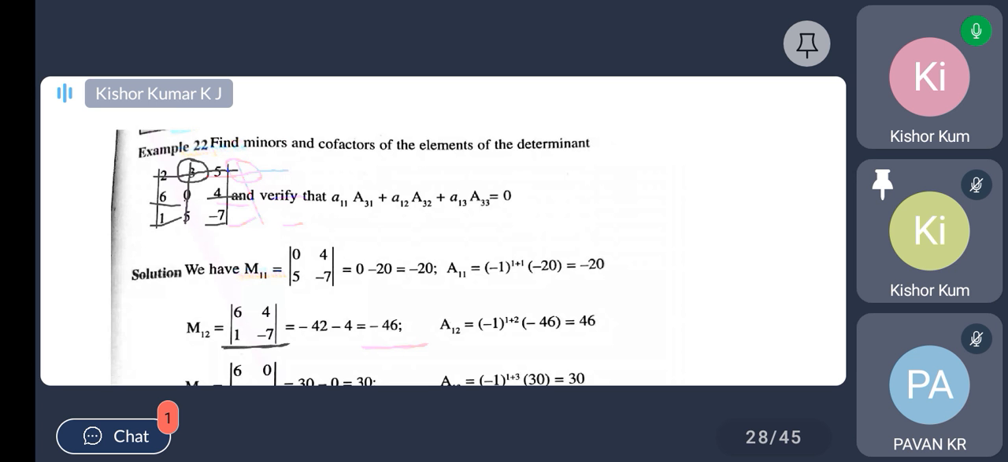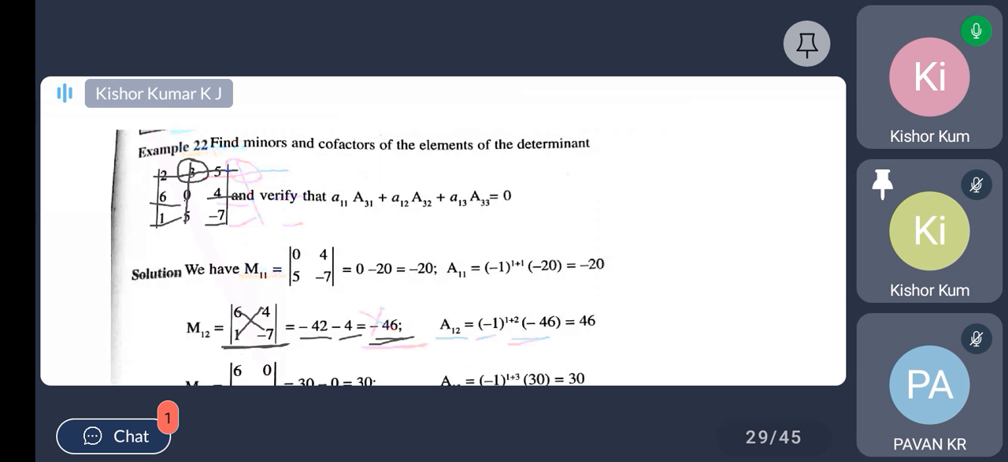So now do the simplification. 6 into minus 7 is minus 42, minus 1 into 4 is 4. So minus 42 minus 4 will give us minus 46. That is the M12 value.